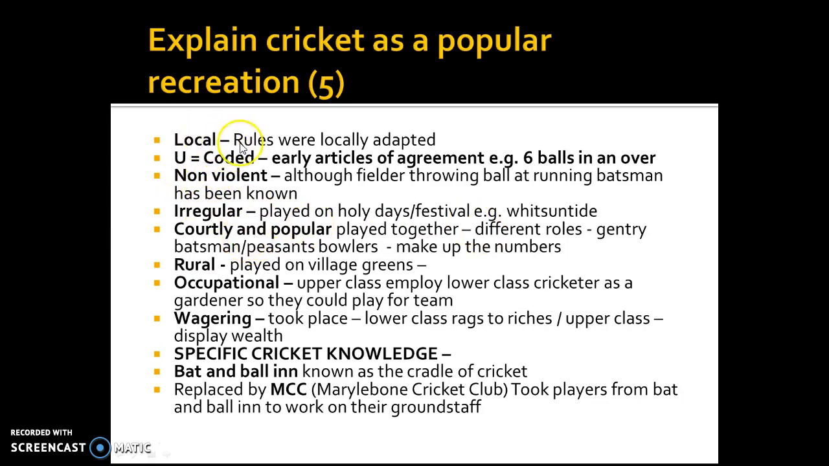So what you've got then, local rules were locally adapted depending upon the village you were at. So it was not uncoded, it was actually coded. There were early articles of agreement, for example six balls in an over. Then you had this concept of non-violent, so you can say it was non-violent. However, I think you can also say it's violent, as we've said in here. We've put cruel and violent for popular recreation. You can use violent because a fielder throwing a ball at a running batsman has been known. Basically, to stop them getting to the other end, they throw it at the batsman.